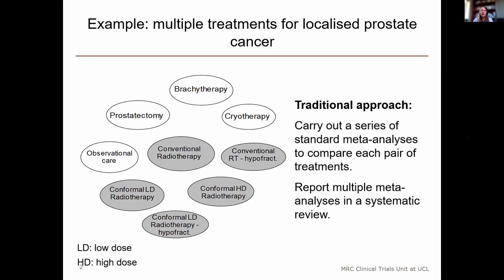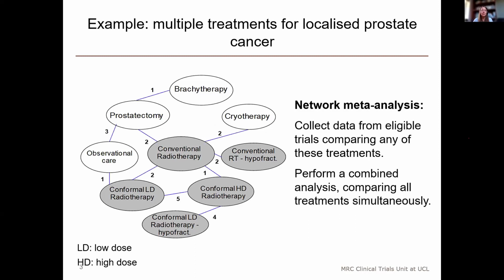This example comes from a project I was involved with in the area of prostate cancer, where we were comparing the effectiveness of 9 different treatments. The traditional approach to comparing each pair of treatments would have been to carry out a series of pairwise meta-analyses to compare each pair separately. We would then have reported the set of multiple meta-analyses together in a systematic review and summarised the results.